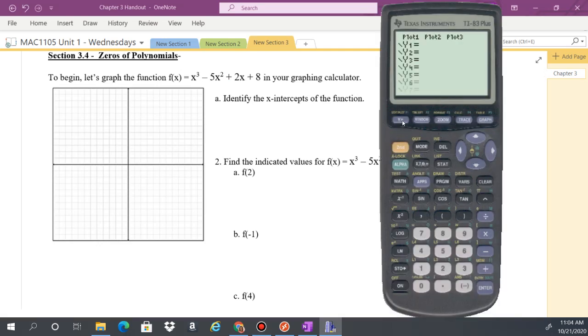So if I come over to y equals here, I'm going to put in x cubed minus 5x squared plus 2x plus 8. And then hit graph. Okay, I got a nice cubic function here. Looks like I am crossing the x-axis at -1, 2, and 4. Got a y-intercept of 8 there.